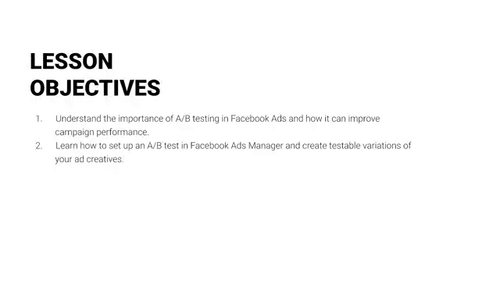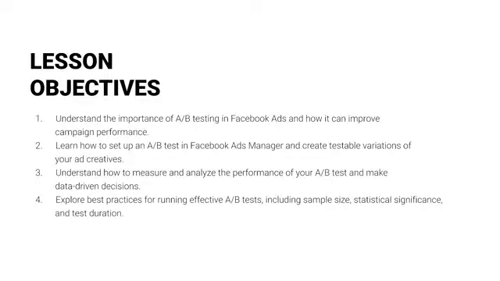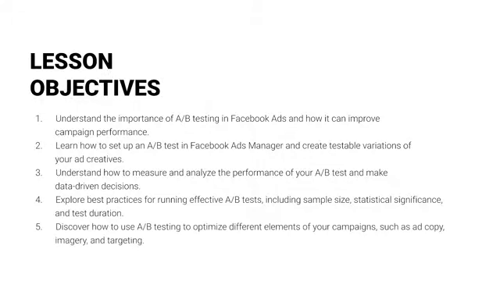Now, you can do this as a manual process. I'm just going to walk you through the button and the optimization options they have inside of Ads Manager. You're also going to learn how to measure and analyze the performance of your A-B test and make data-driven decisions. You're also going to explore best practices of running effective A-B tests, including sample size, statistical significance, and test duration. Finally, we're going to cover how to use A-B testing to optimize different elements of your campaign, such as ad copy, imagery, and targeting.